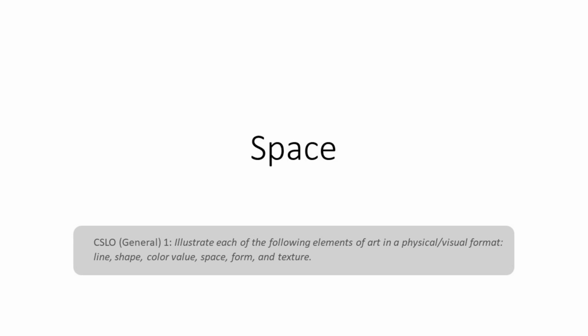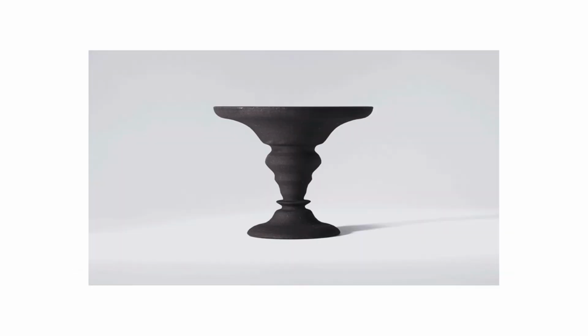Space is another significant element of art. There are only two kinds of space. It's either positive or negative. Rubin's vase is arguably the most famous demonstration of what negative and positive space is.